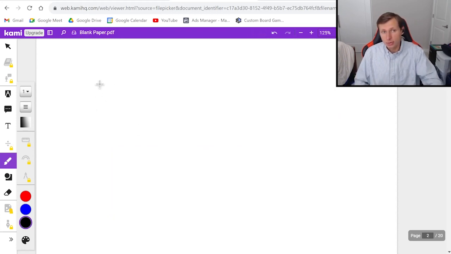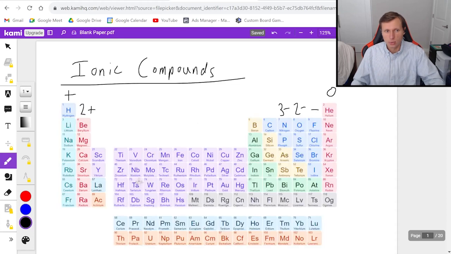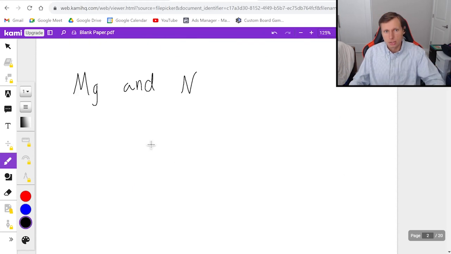So now let's do another example. Let's say I want to combine magnesium, Mg, and nitrogen, N. This is a much harder example. The reason why, if we look at these elements, we have Mg over here in the 2 plus category, and nitrogen is over here in the 3 minus. So if you want to form an ionic compound with these two things, notice the charges are not balanced. That's because magnesium is 2 plus, nitrogen is 3 minus. So let me write that down here. Mg 2 plus and N 3 minus.